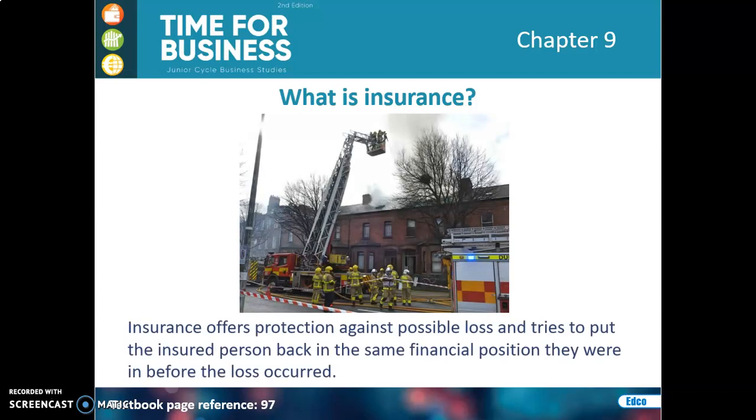So, what is insurance? Insurance offers protection against possible loss and tries to put the insured person back in the same financial position they were in before the loss occurred. You're not going to be better off following an insurance claim, but hopefully you're not going to be worse off either. You're just going to be in the same financial position.